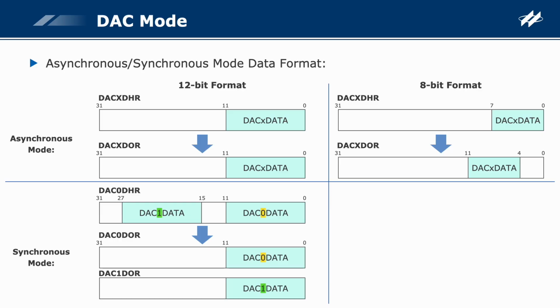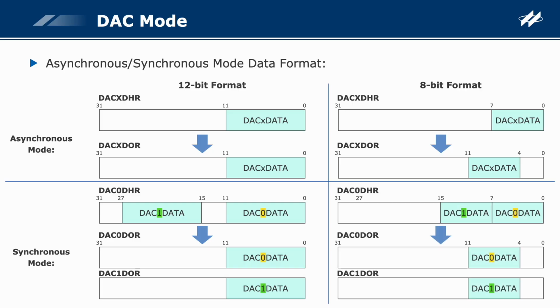The combination of synchronous mode and 12-bit data format. The 2-channel data is first combined into 32-bit data and written into the DAC 0 DHR register. The higher 16-bit is channel 0 data, and the lower 16-bit is channel 1 data. The 12-bit data of each channel will be transferred into the corresponding DAC 0 DOR or DAC 1 DOR registers.